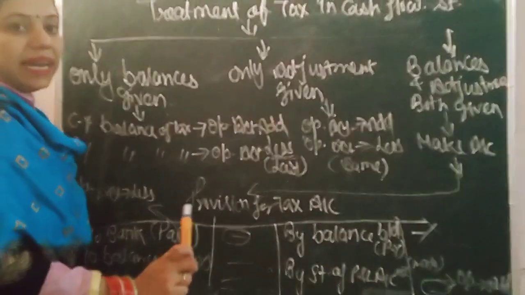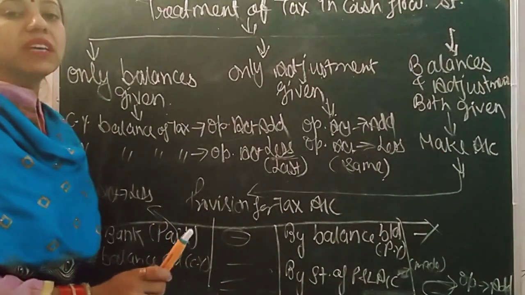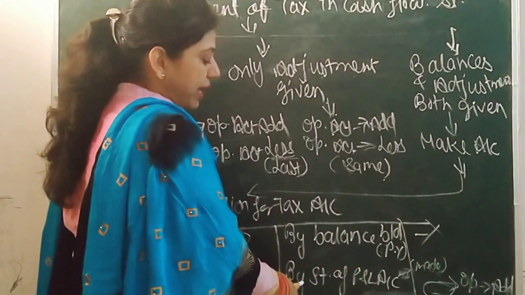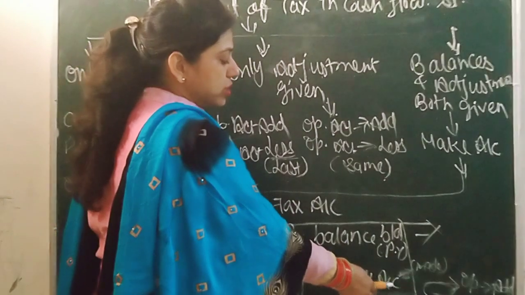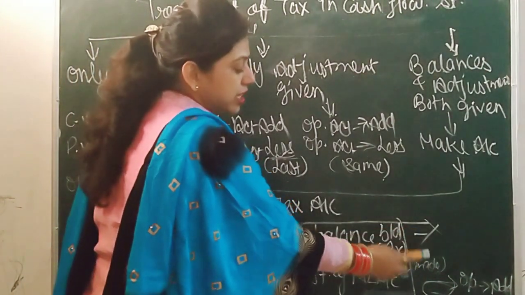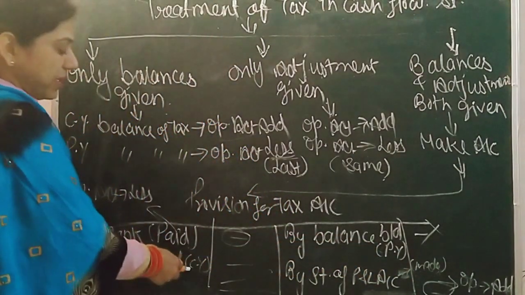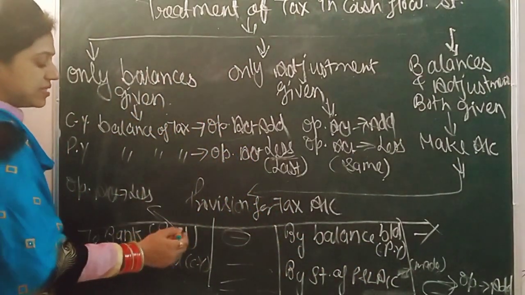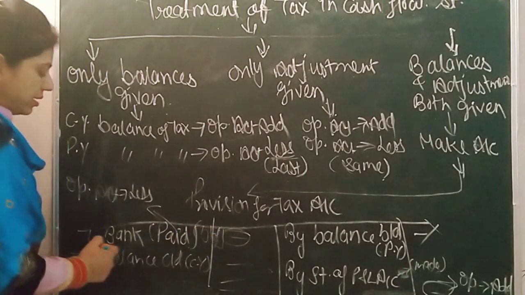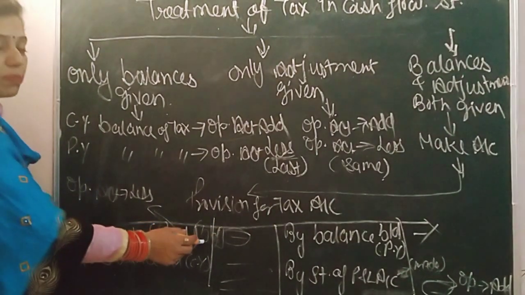So if an adjustment related to provision for tax made is given, like this, you have to write it by statement of profit and loss account. If made is given in the question, then add these two amounts and deduct the closing balance, and we will get the balancing figure, paid. We will get the balancing figure to bank account, like tax paid.